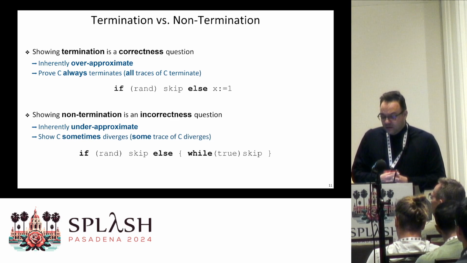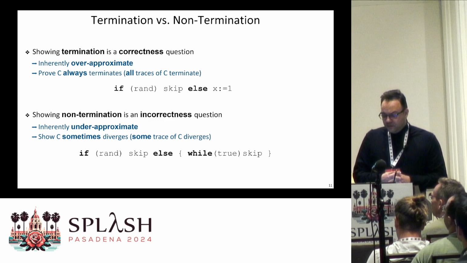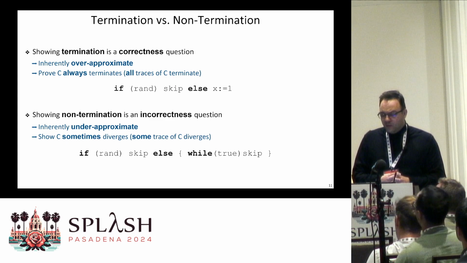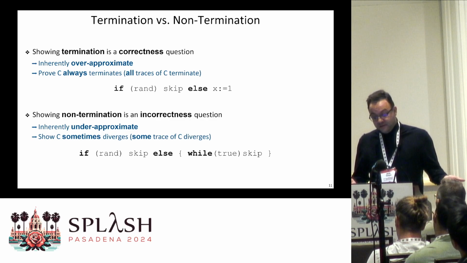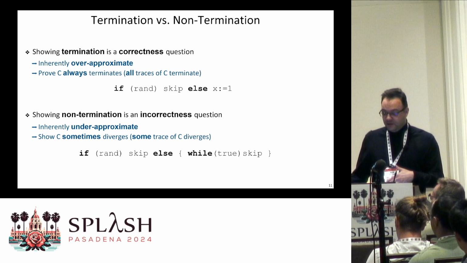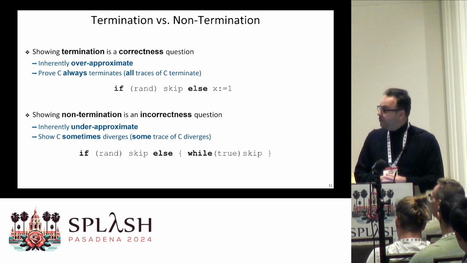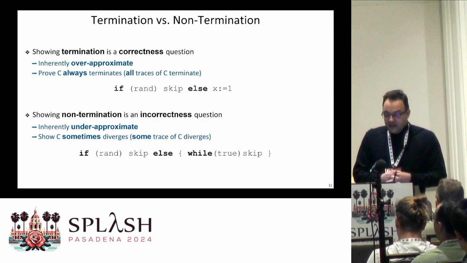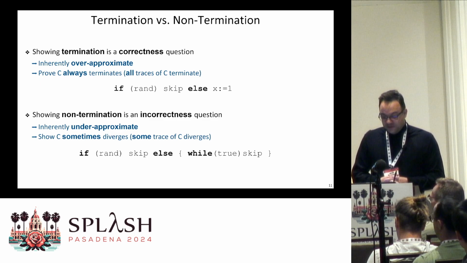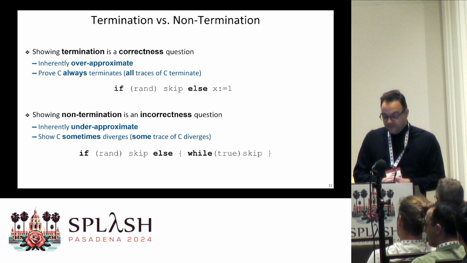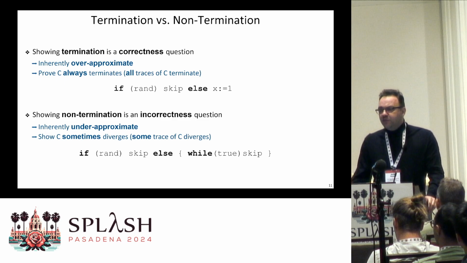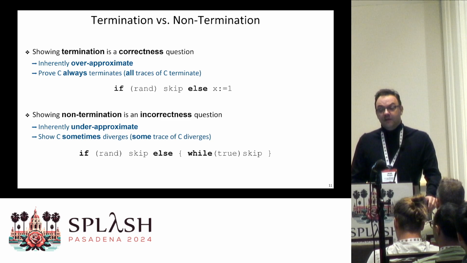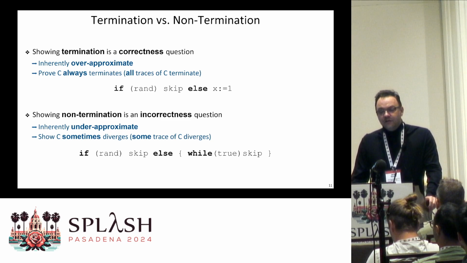Indeed, if you look at the piece of code at the top, in order to know that if b skip else x equal 1 terminates, you need to go down every path, and you need to know that the if part is going to terminate, as well as the else part is going to terminate, which is the case in our small program fragment here. If you want to prove non-termination on a program, for example, the below code, if b skip, do nothing, else, while true skip, diverge, then you only need to prove that one path of the program is actually non-terminating, which is why non-termination is inherently an incorrectness question.